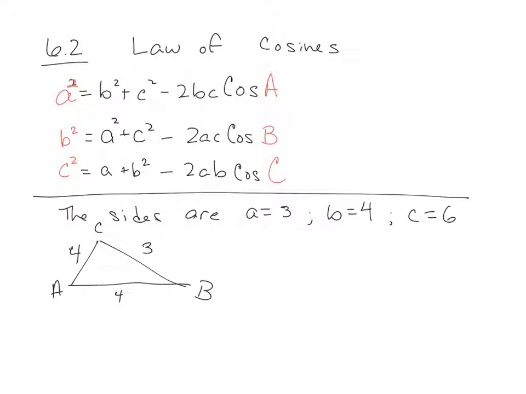So this actually needs to be 6 because it's across from C. It does not matter at all which one I go through and which angle I find first. Let's just go through and find angle A to start with.